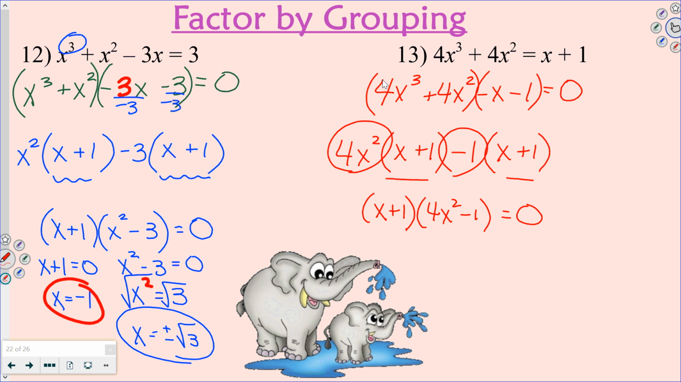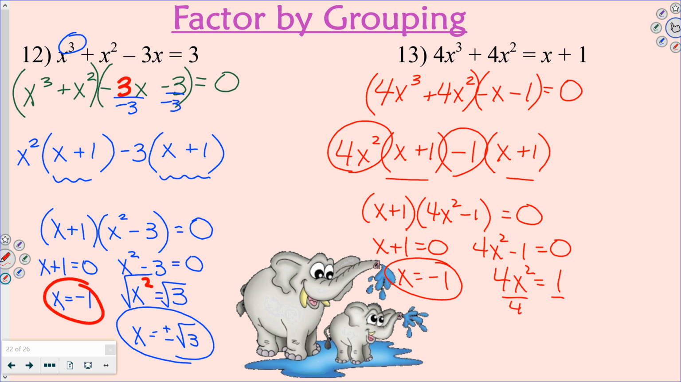Okay, so there it is factored. Then we set each factor equal to 0. And solve. So we get x equals negative 1. Here we'll have to add the 1. Then we divide by 4. So x squared is 1/4. Square root, top and bottom. What's the square root of 1? Good. You should get plus or minus 1/2, and then a negative 1. So we have our 3 answers.